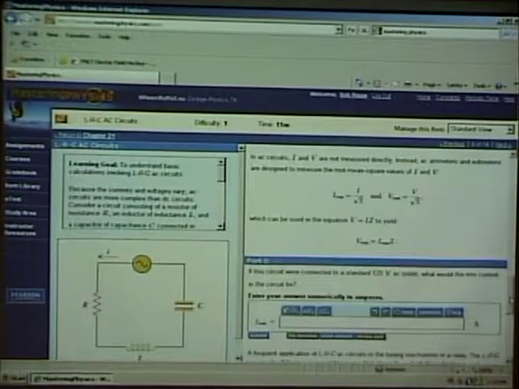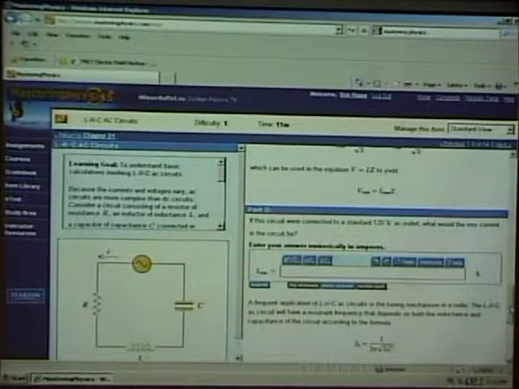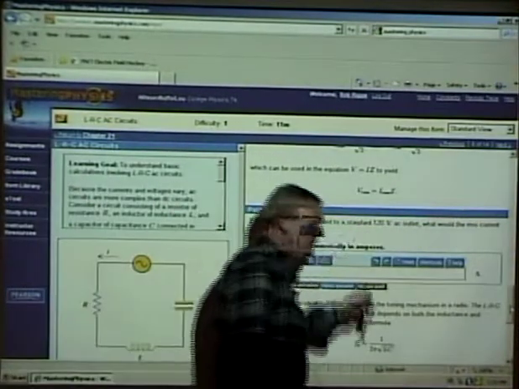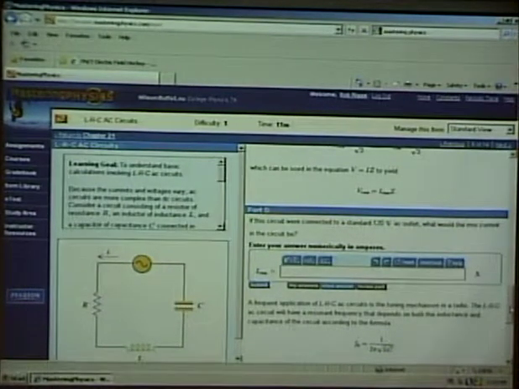This is a nice review of impedance and IRMS. Okay, 120 volt AC outlet. Is that VRMS or is that V naught that they're giving you? That's VRMS. And when you're taking your test, this is what your test question for this chapter is going to look like. I'll just tell you right now. You know, find XL, find XC. It's not going to be find mutual inductance or anything like that.